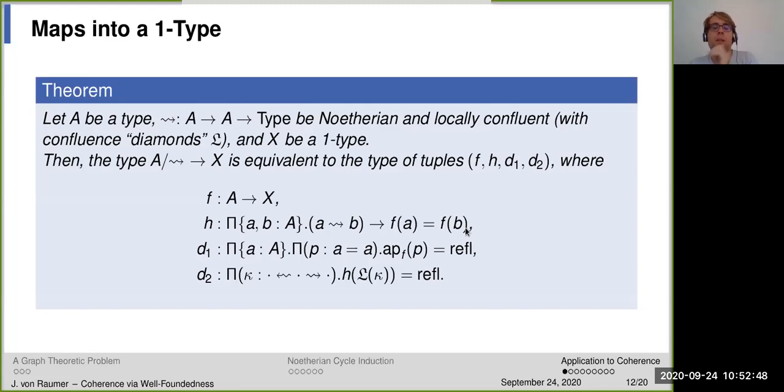And then we need this function to be coherent in two ways. First, we say that all the equality-based loops that we can find in A are actually mapped to reflexivity. And as a second sort of coherence, we need that for every span that we can find in A, so this is a bit of a simplified notation here, we get, let's call it kappa, this L of kappa, which is then the confluence diamond that we get from this span. And what we need to prove is that H of this local confluence diamond is mapped to reflexivity.